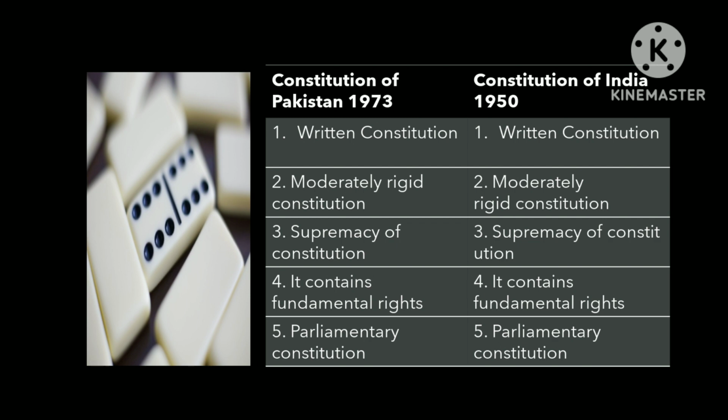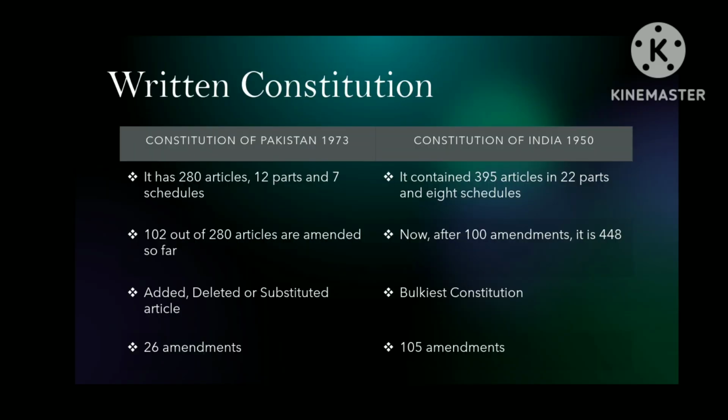Written constitution. It has 280 articles, 12 parts and 7 schedules in the Constitution of Pakistan, while the Constitution of India contained 395 articles in 22 parts and 8 schedules. In Pakistan, 102 out of 280 articles have been amended so far. In India, now after 100 amendments, it is 448.